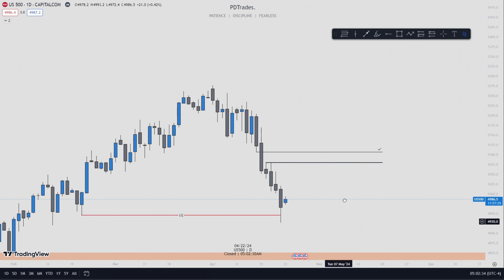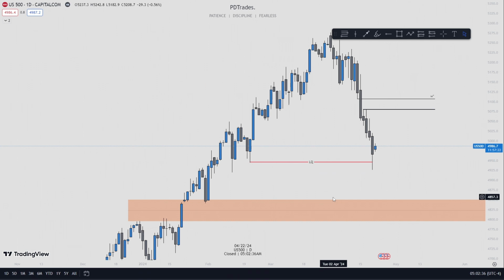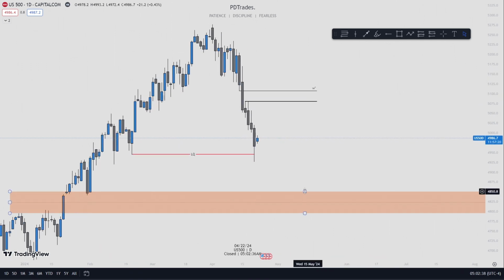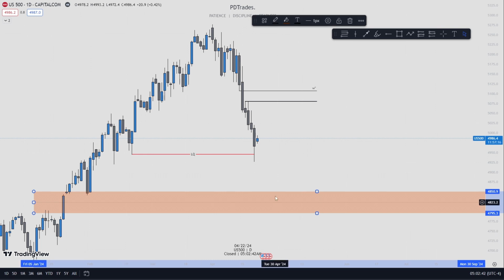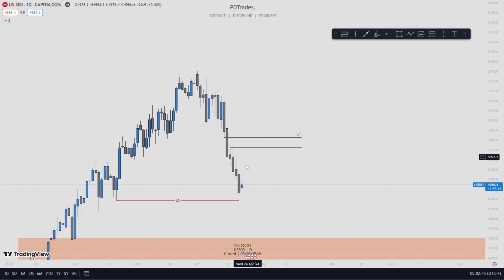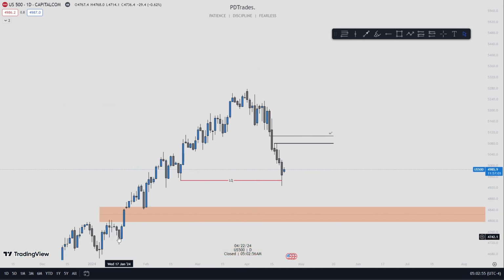So liquidity was raided, so it has to retrace, but retrace to where? I want to see what price wants to do: retrace into this fair value gap, reject into it, and push down into this weekly BC. So now I know that liquidity was raided.